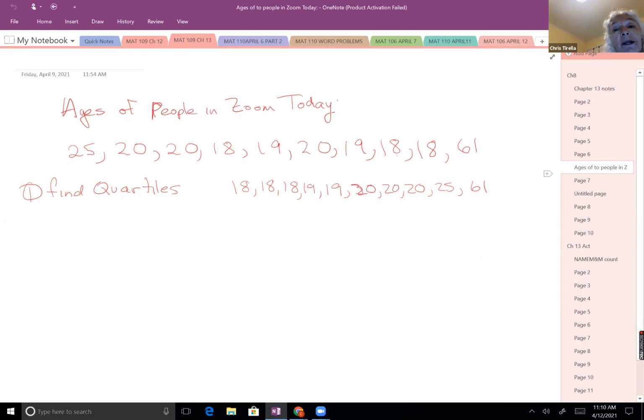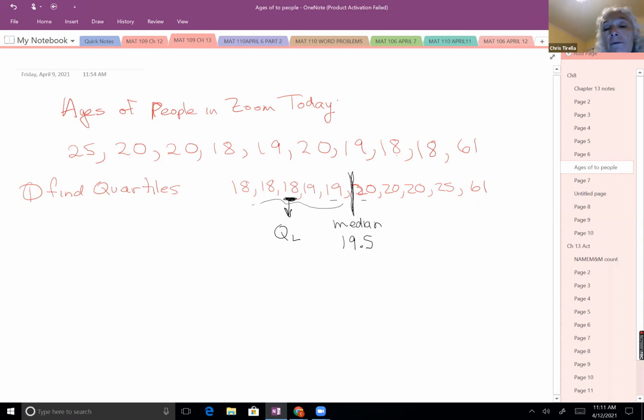Then let's look at this. Does everybody have this list of our ages from Friday? We were going to find the quartiles. So let's see, we've got 1, 2, 3, 4, 5, 6, 7, 8, 9, 10. And so the median would be midway between the 19 and the 20, so that would be 19.5. For the lower quartile, I'd look at the bottom half, and the middle of the bottom half would be 18. For the upper quartile, I'd look at the middle of the top half, and that would be 25.